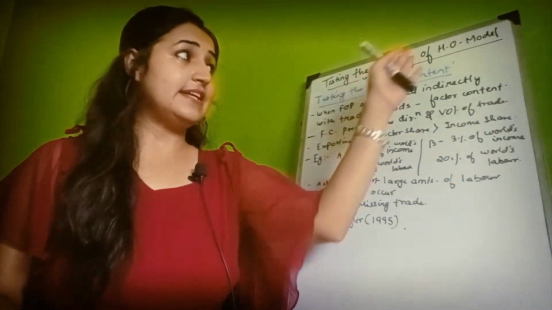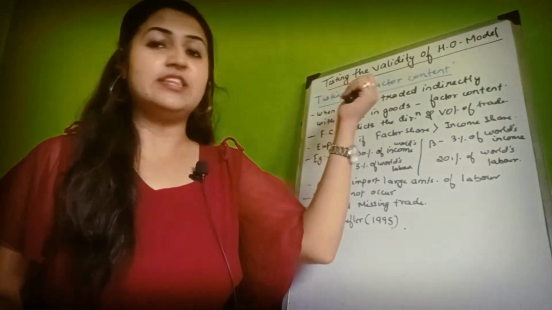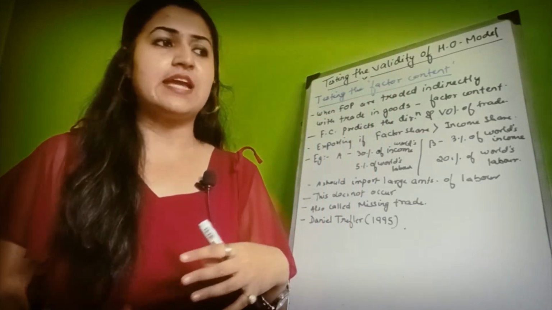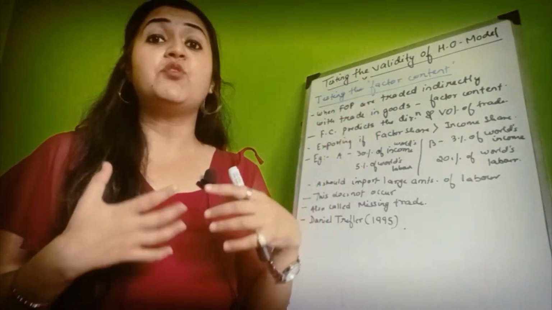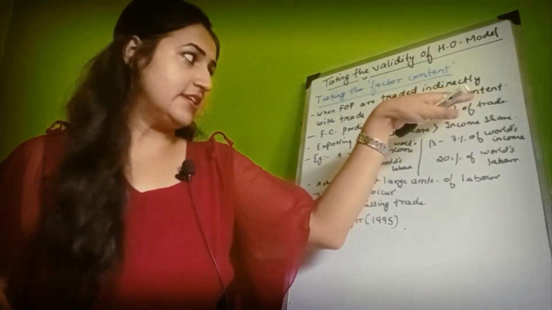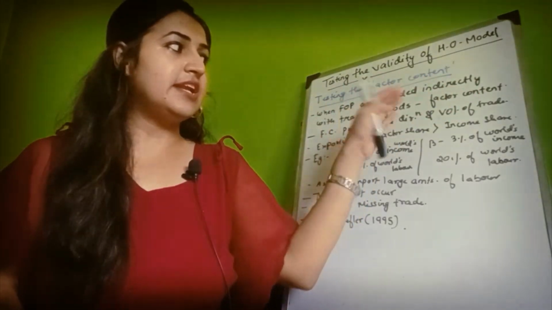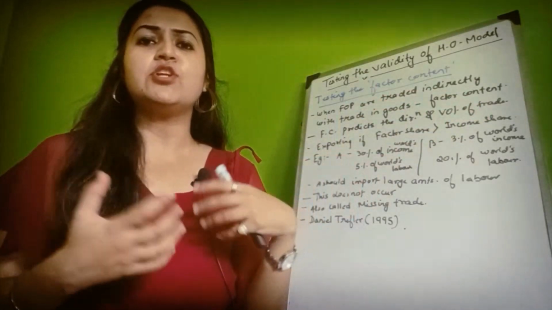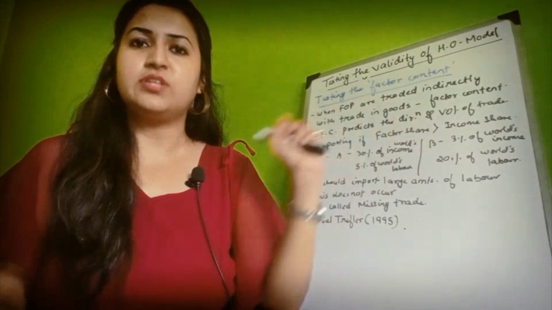Another theory that tests the validity of the HO model is called testing the factor content. Now, what is this factor content? Let us understand. When the factors of production are traded indirectly with the trade in goods, this is what is known as factor content. This factor content predicts the direction and volume of trade. According to the HO model, a country should export if its factor share is more than its income share.